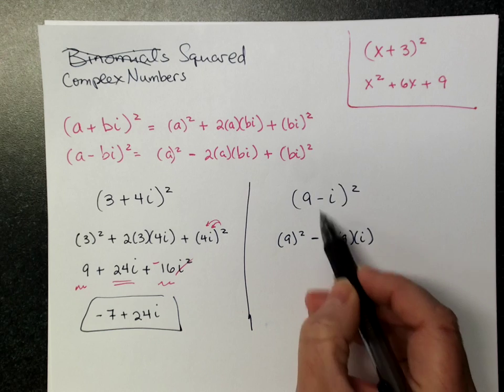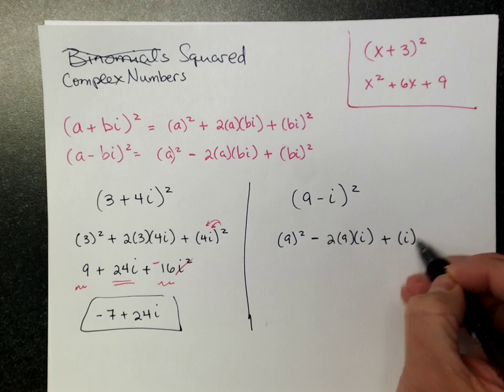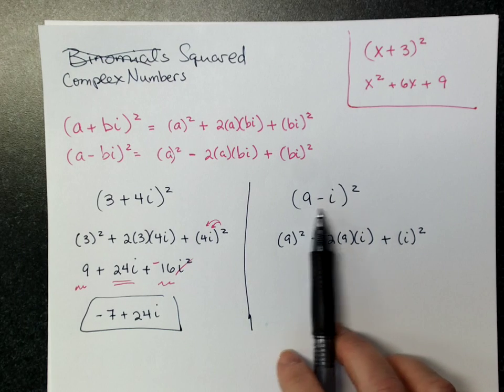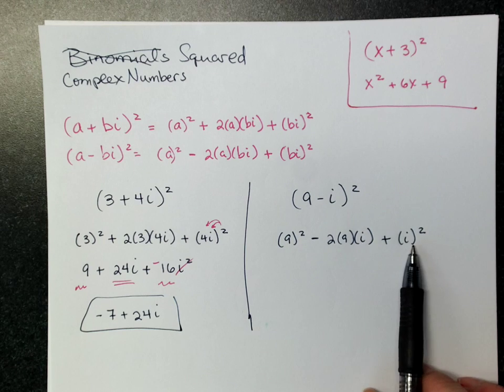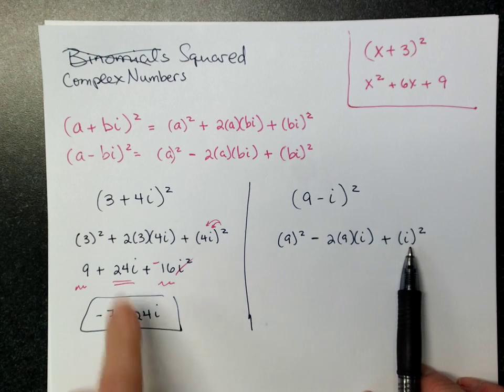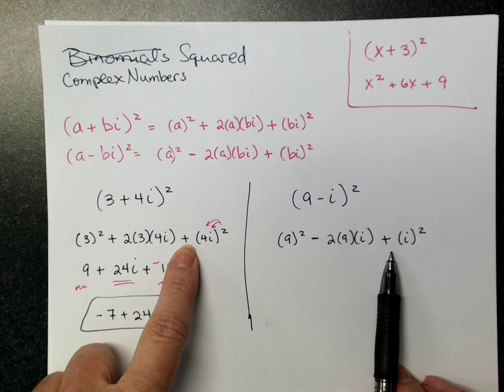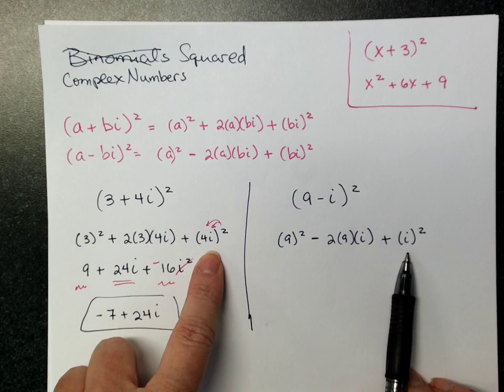This is minus because that's minus, but this is always plus. My first term is 9, my second term is i. So I'm just putting in 9 and i. The middle term here was plus and here it's negative because of that. And the last term is always positive because it's either two pluses or two minuses. Everything's in parentheses.